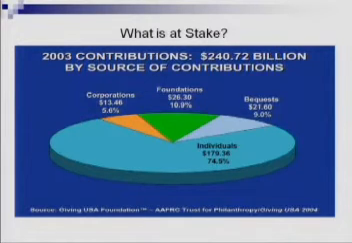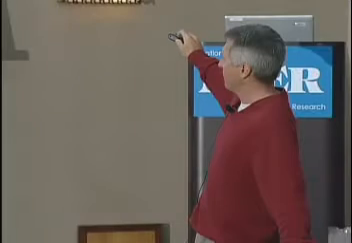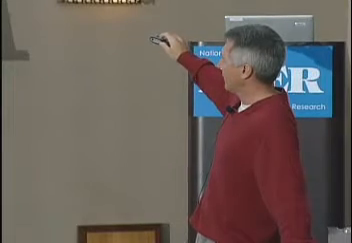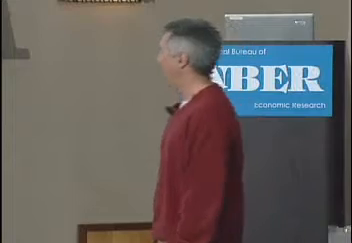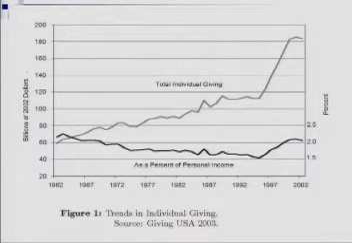Individuals take up about three-quarters of that. Corporations, foundations, bequests, the rest. I'm not going to look at these at all. I'll be focusing on individuals. Okay, over time, how has individual giving changed?